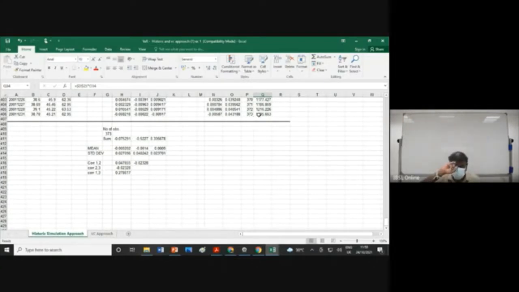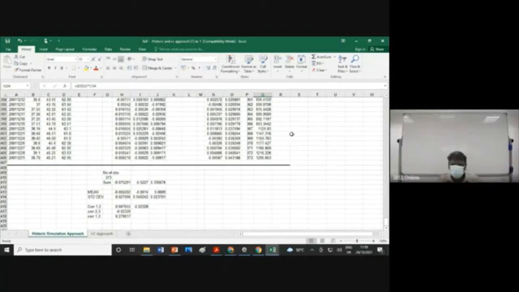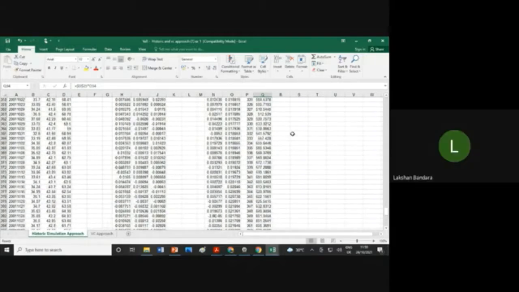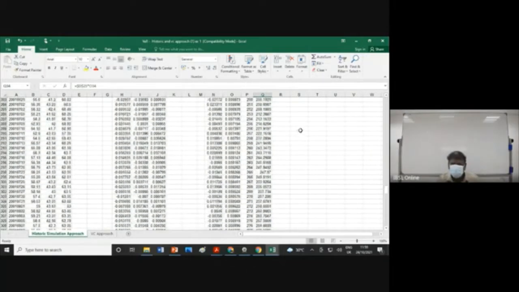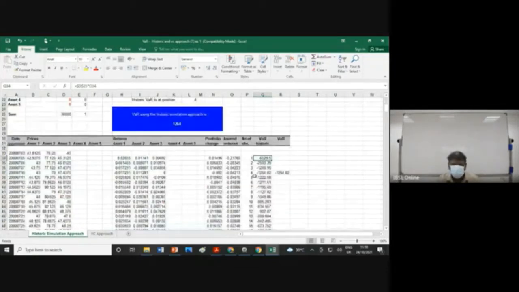3.73, closest whole number. Four. Item four, sir. Fourth line, fourth item. Right? So let's go to the fourth item. This is the fourth item. So what is the VaR? 1264. So the 99% confidence level daily VaR of this particular portfolio is 1264.